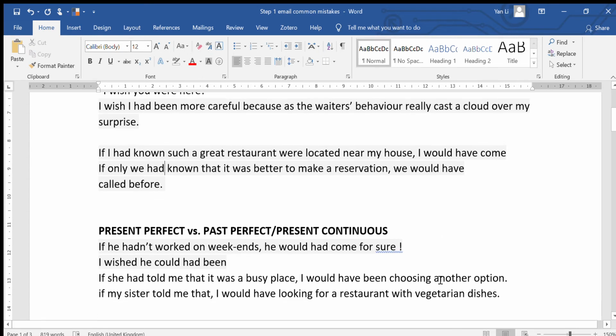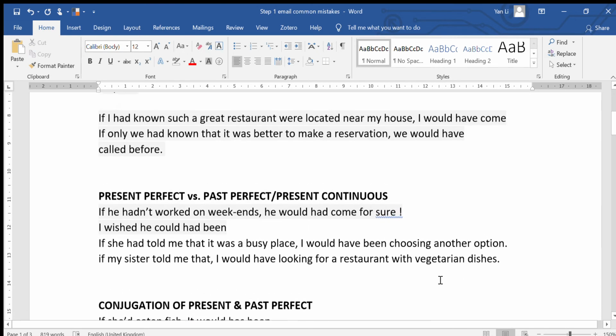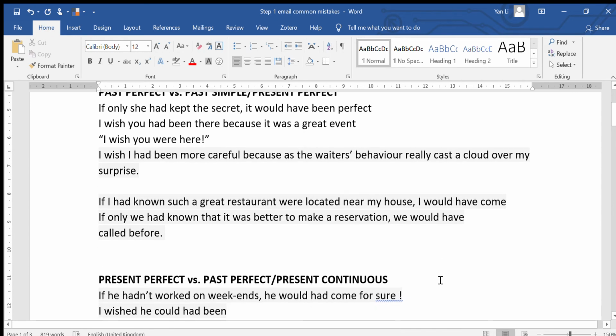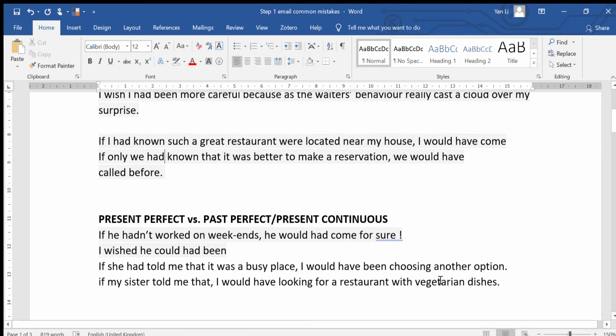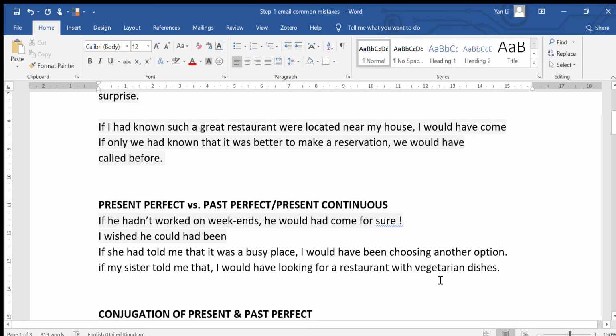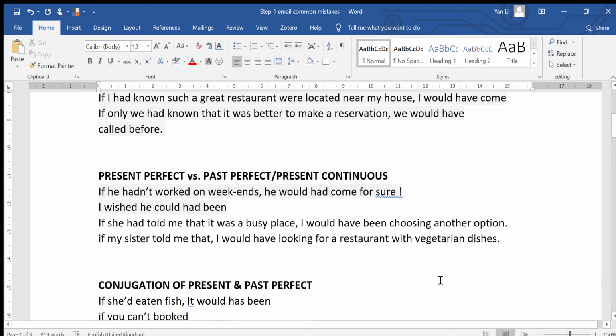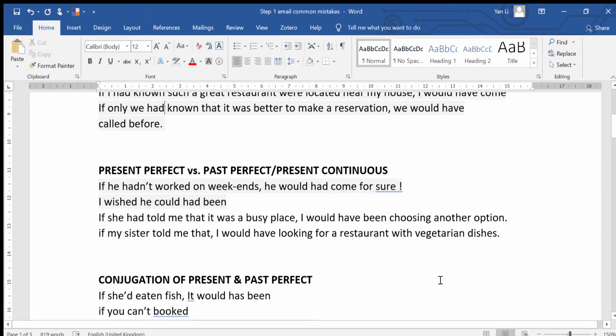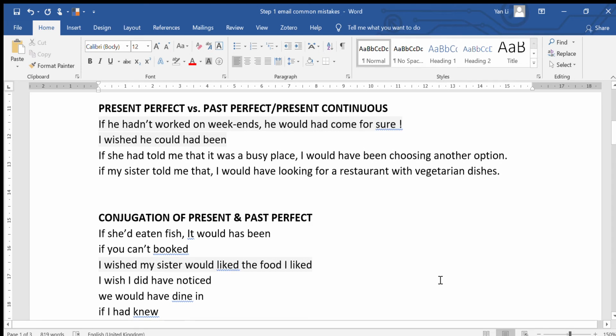All right, now moving on to present perfect versus past perfect and present continuous. So you can tell by the amount of mistakes, you seem to have much less of an issue with present perfect than with past perfect. Past perfect is all about talking about something in the past that happened before something else in the past. So, present perfect. If he hadn't worked on weekends, he would had come for sure.